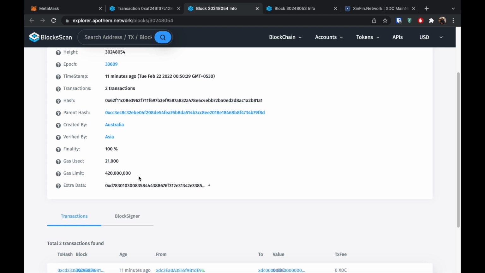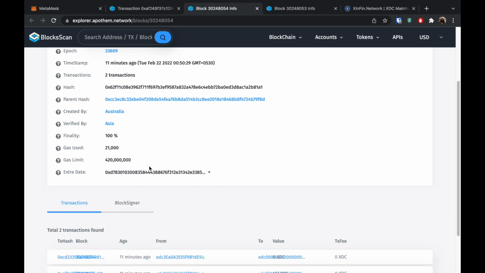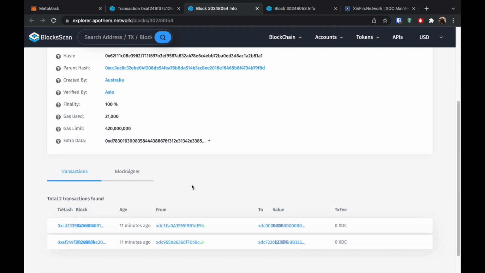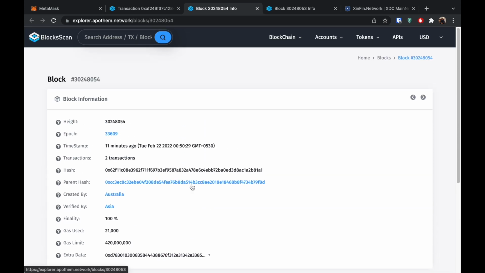Finally, the gas used is being told. The gas limit is the maximum amount of gas which can be used for a particular block, and other extra data which it may contain. So this was information about transactions and blocks within a block explorer. But looking at this information gives us a very detailed view of a blockchain.